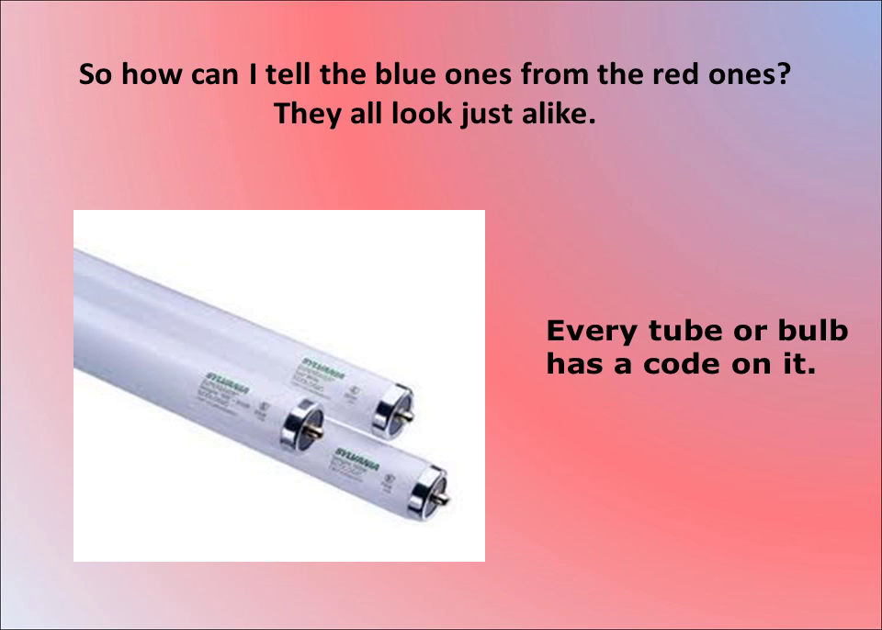So how can you and I tell the blue ones from the red ones? After all, when you're in the hardware store and you're looking at all the lighting stuff, they all look just alike. You look at a fluorescent tube that puts out red light and one that puts out blue light, and they look just exactly the same. But I want you to know that every tube or bulb has a code on it. And I'm showing a photo here of a cluster of 3 tubes, and on the end of each one, and of course they have 2 ends, but at one end you'll find a whole bunch of letters and a whole bunch of numbers, and that is the code.